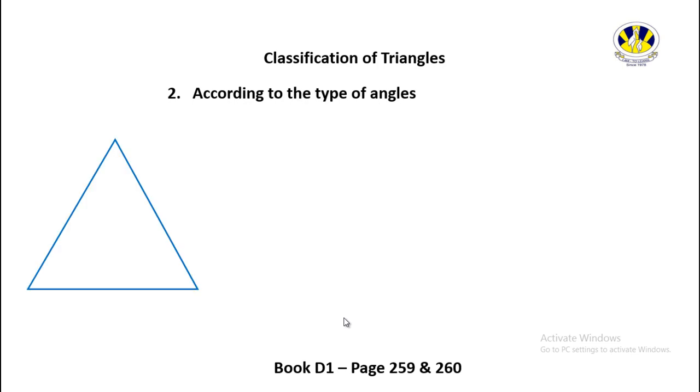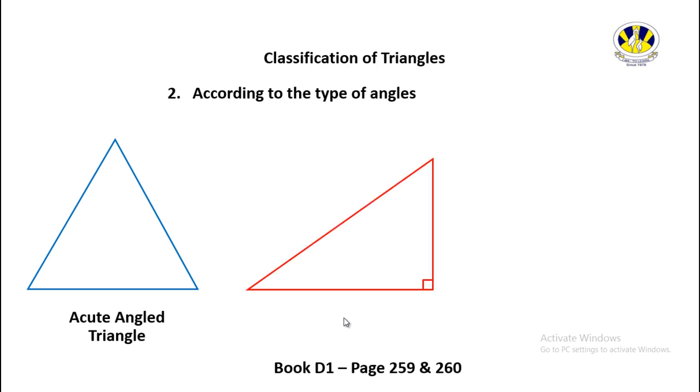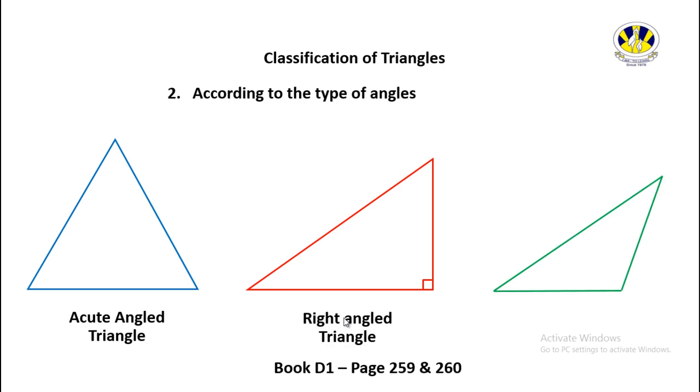When you consider the blue triangle on the left, you can see that all the angles in this triangle are acute. Such triangles are called acute angled triangles. In the second triangle, the triangle in the middle, you can see a right angle. If a right angle is included in your triangle, then we call it a right angled triangle. You can see the green colored triangle on the right side. This triangle contains an obtuse angle. Such triangles are called obtuse angled triangles.